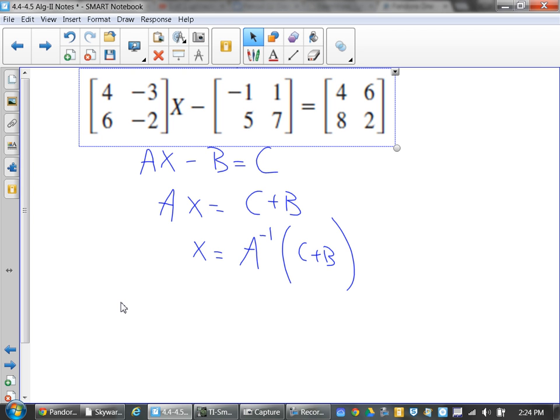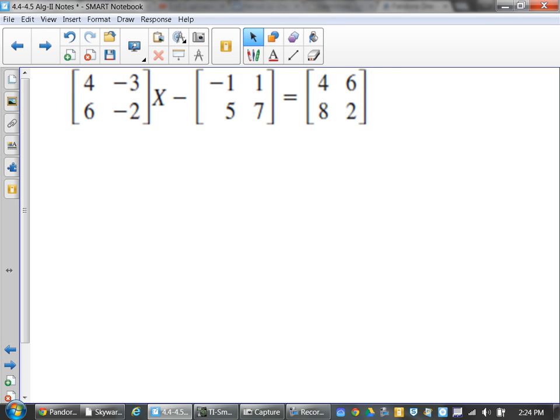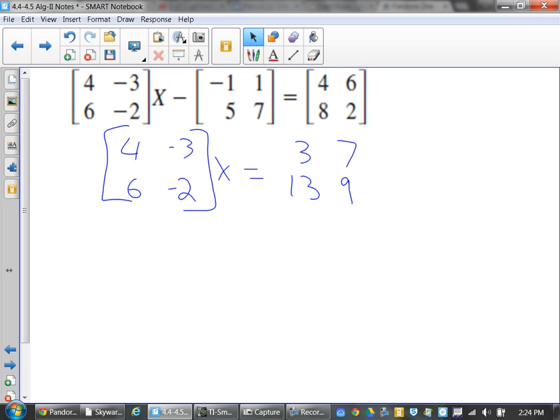So let me move this over to a clean one here. I'm going to get 4, 6, -3, -2, X has to equal, I'm adding this over, 3, 7, 13, and 9. We okay with that? So just add them straight like that? Yep, they match entry for entry.